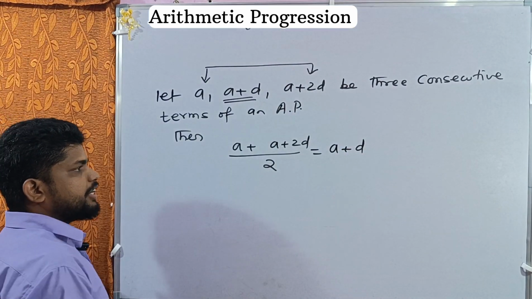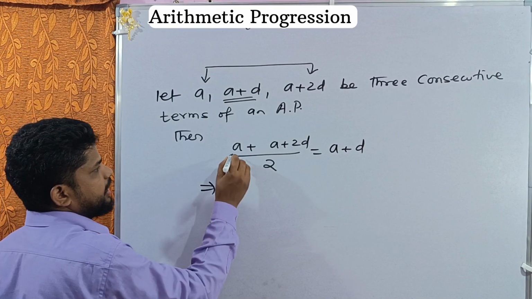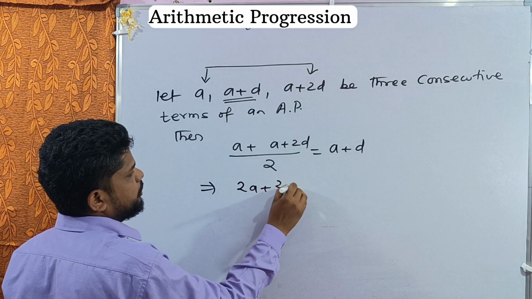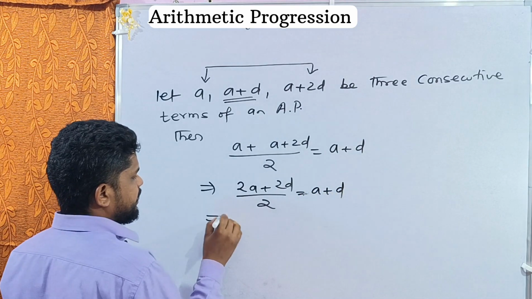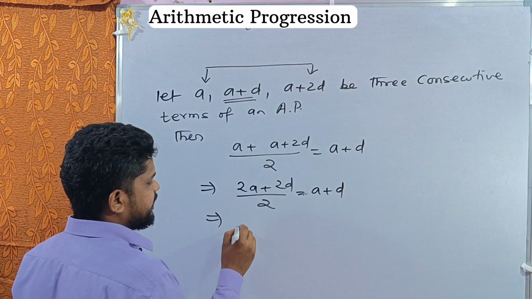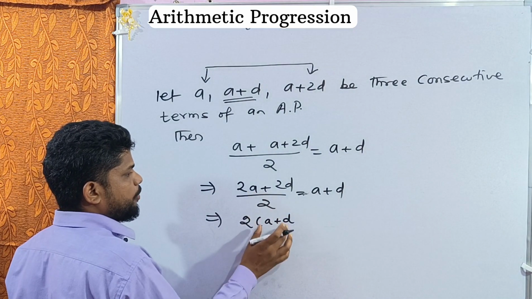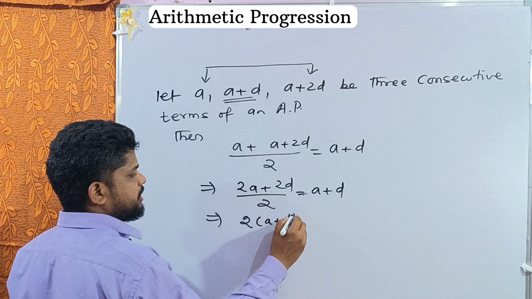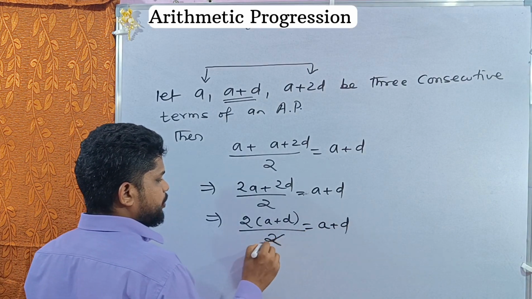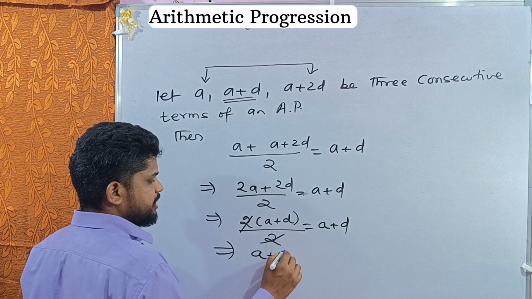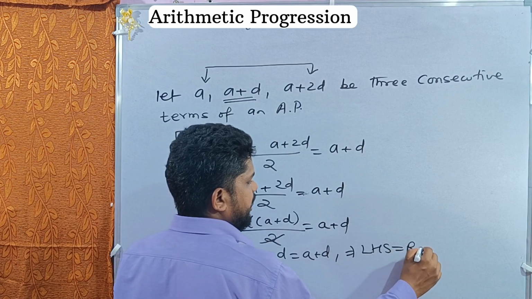Okay, so here you can verify this concept also by solving it. a plus a is 2a, plus 2d, divided by 2, which will be equal to a plus d. Here 2 will get cancelled out. This will be a plus d, which is equal to a plus d. Here LHS is equal to the RHS.